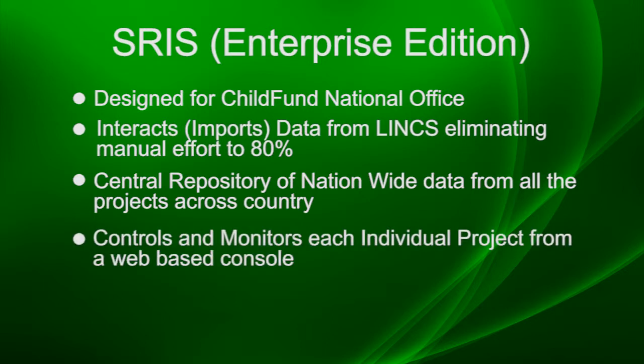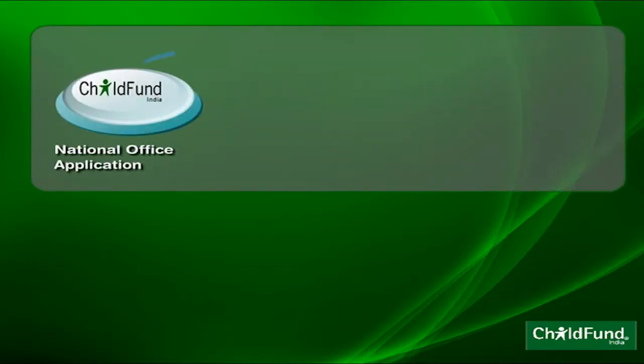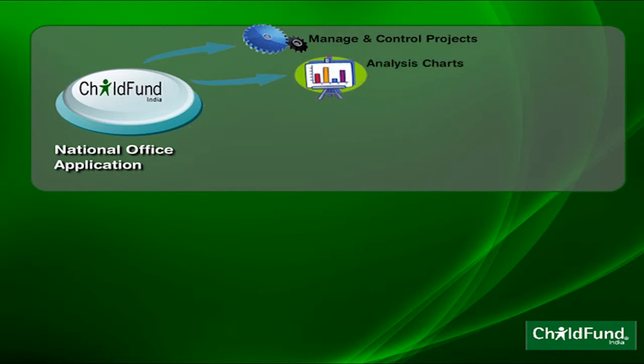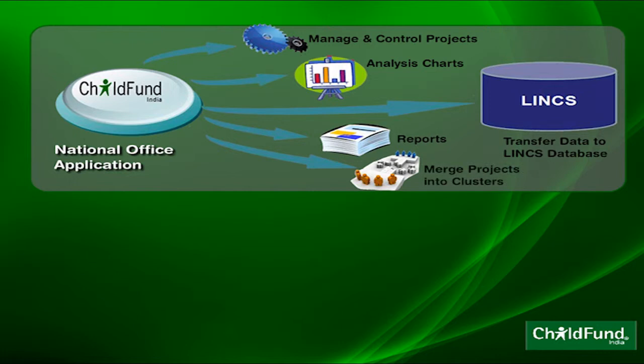This gives the national office a constantly refreshing dashboard of new enrollments, MCS updates, project activities and a lot more. Now, national office management can control and monitor each individual project. Lots of MIS reports and dynamic charts make national office decision making a lot easier. SRIS can interact with the LINCS database to get the latest data without using the LINCS application, and all this is so quick. Once the management decides to merge 2 or more projects, just initiate the process in LINCS and use SRIS to create a new cluster.